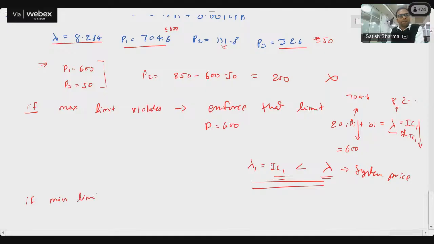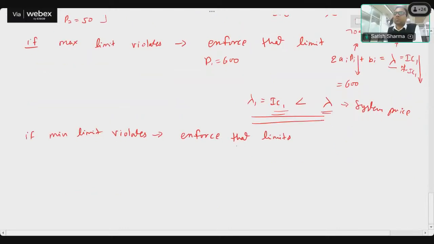Now, if the minimum limit is violated, we can enforce that limit as well. If a generator has violated the minimum limit, we have to make sure that it produces a certain minimum value. In that case, the incremental cost of that ith generator will be more than the existing system price. Its cost is higher, but still to satisfy the constraint, we have to take a certain minimum power out of it.